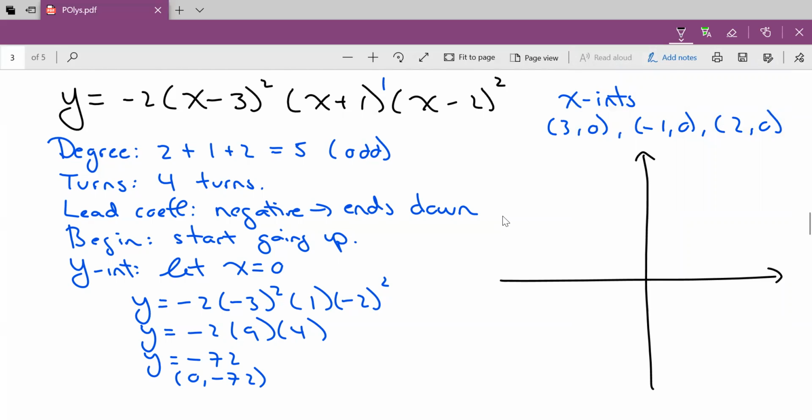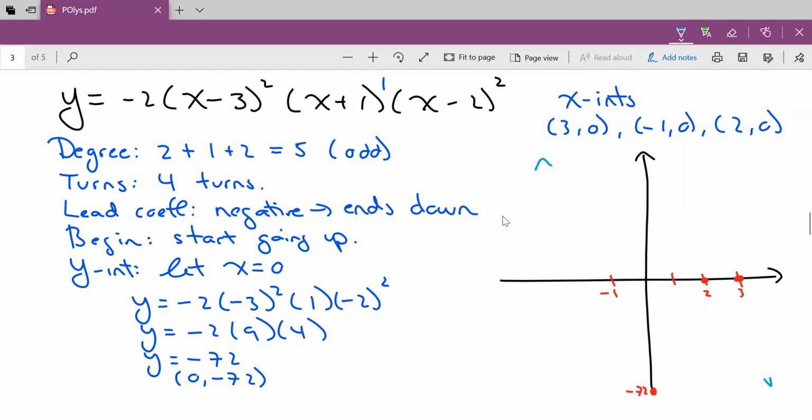Okay, so what do we know? We know our x-intercepts. So we've got an x-intercept over here at 3. We have a next x-intercept at 2, and we have another x-intercept over here at -1. Our y-intercept is way down here at -72. Now, our graph ends going down, so there's going to be an arrow somewhere down here. It's odd, so it starts and ends going opposite ways. So we've got another arrow up here.